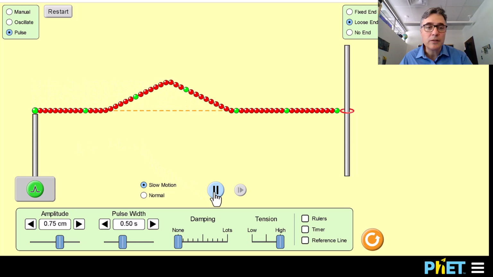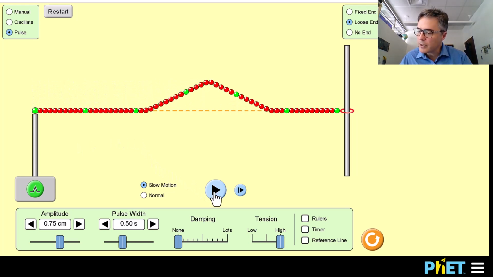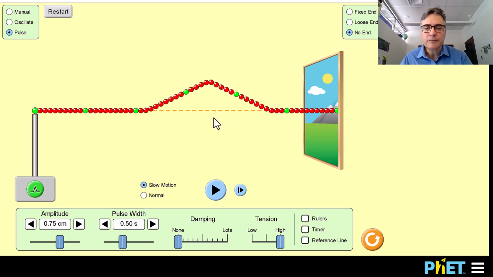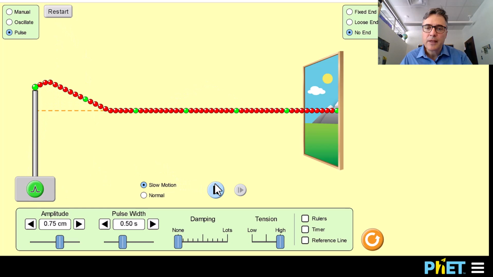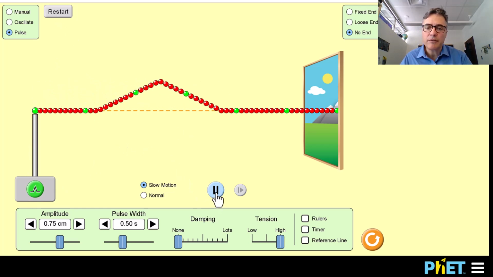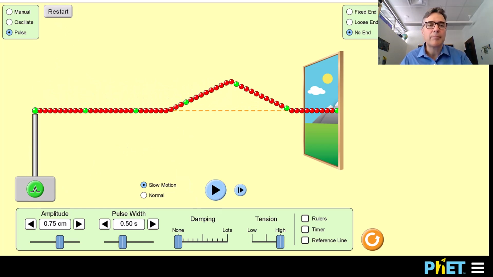Then the pulse goes along. What do you think is going to happen when it hits the loose end? Give it a try. And then click no end. Same sort of thing. You can always press restart, click the pulse, and this does an actual simulation. If this is a wave on a string, what would happen?